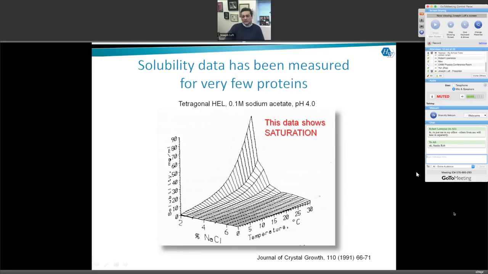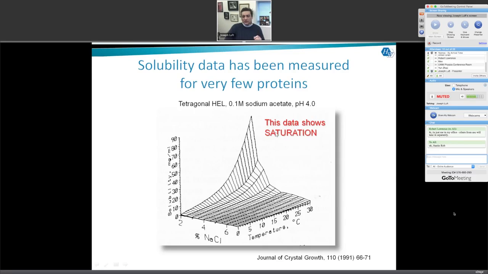Okay. So to get a true phase diagram of a protein, you have to measure the solubility of the protein under different chemical conditions. And this has been done for very few proteins. There was some early work done back in the 1920s, and there's been some work in the 80s and 90s in particular that looked at lysozyme crystals. But this solubility data is basically for a particular crystal form, and it's at its saturation point.